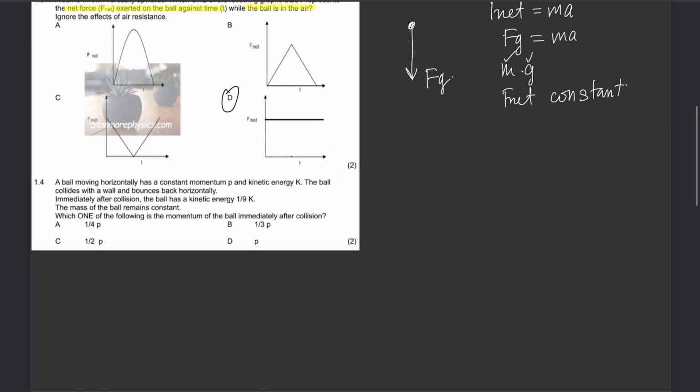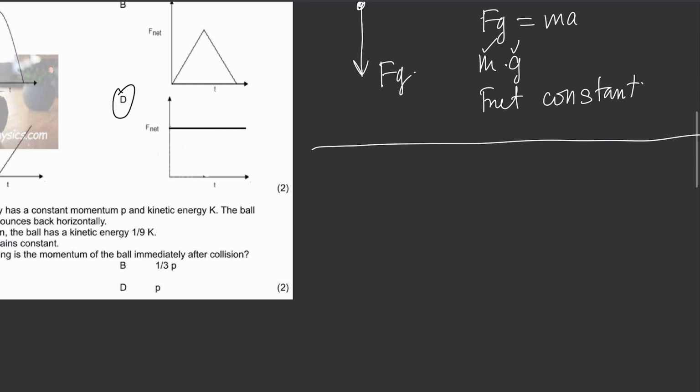So here's how we can answer this question. We can start off with the equation for momentum, which is P equals m times v. And the equation for kinetic energy, let's call that K, that's going to be half mv squared. Right? So once the ball rebounds, the kinetic energy decreases to 1/9K.